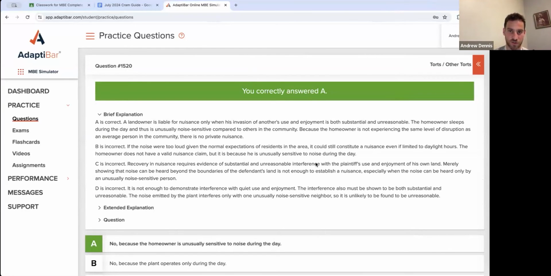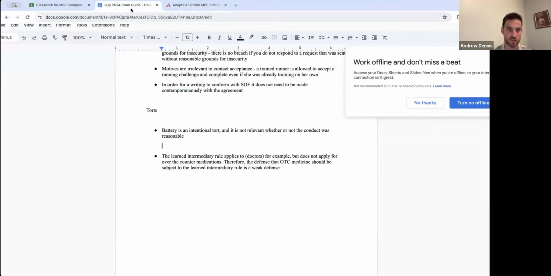A landowner is liable for nuisance only when his invasion of another's use and enjoyment is both substantial and unreasonable. The homeowner sleeps during the day and thus is unusually noise sensitive compared to others in the community. Because the homeowner is not experiencing the same level of disruption as an average person in the community, there's no private nuisance. So we can take that. There is no private nuisance claim when someone is unusually sensitive. For example, they are nocturnal and kids are loud during the day.